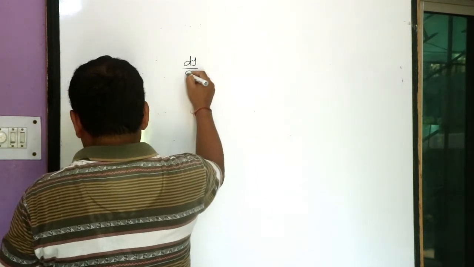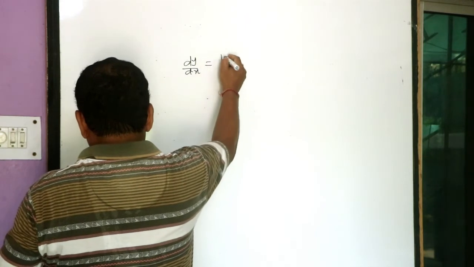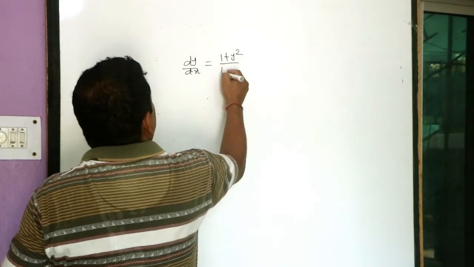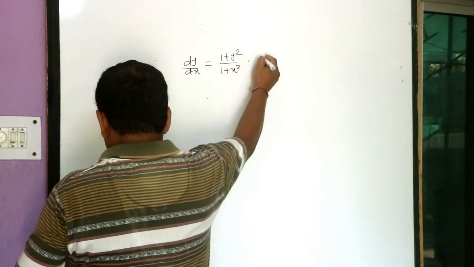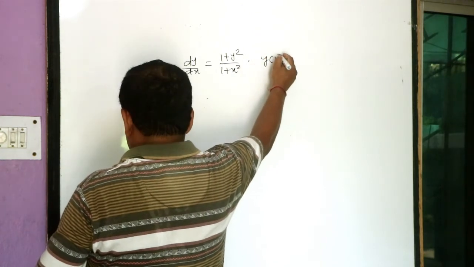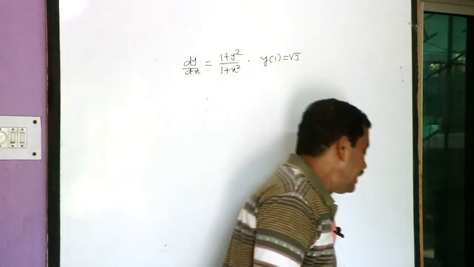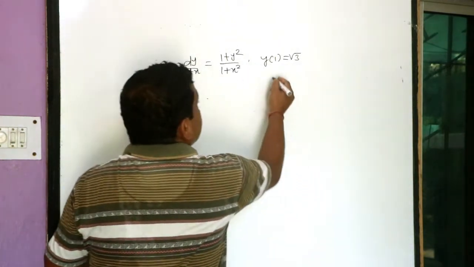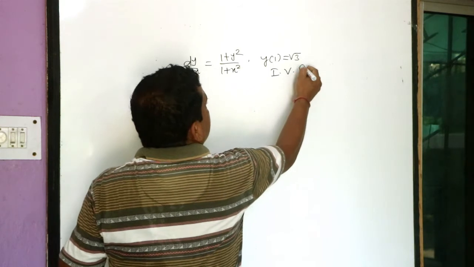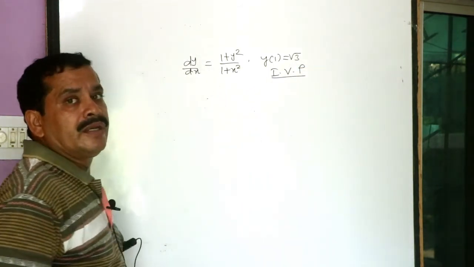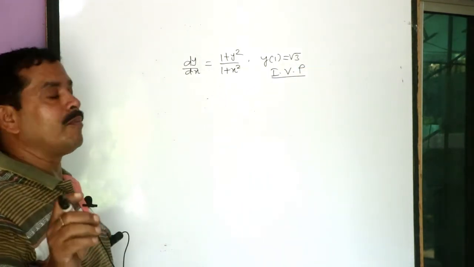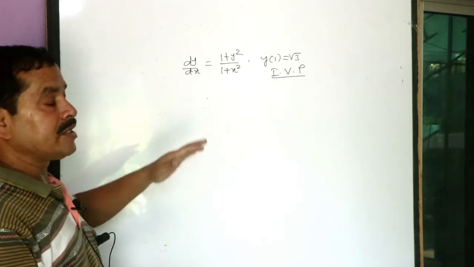dy/dx = (1 + y²)/(1 + x²) with y(1) = √3. That is known as an initial value problem, IVP for short. How to solve this differential equation?